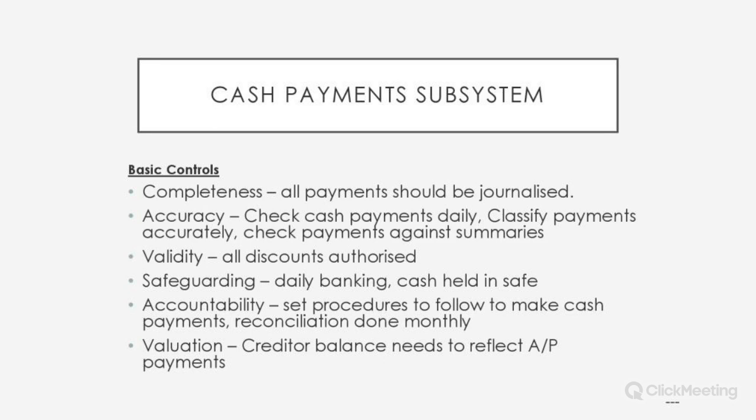For the cash payment subsystem, all payments should be journalized to check completeness. For accuracy, check cash payments daily, classify payments accurately, and check payments against summaries. For validity, all discounts should be authorized. For safeguarding, make sure daily banking is in place and cash is held in a safe. For accountability, set procedures to follow to make cash payments, and reconciliation should be done monthly. And for valuation, the creditor balance needs to reflect accounts payable payments.